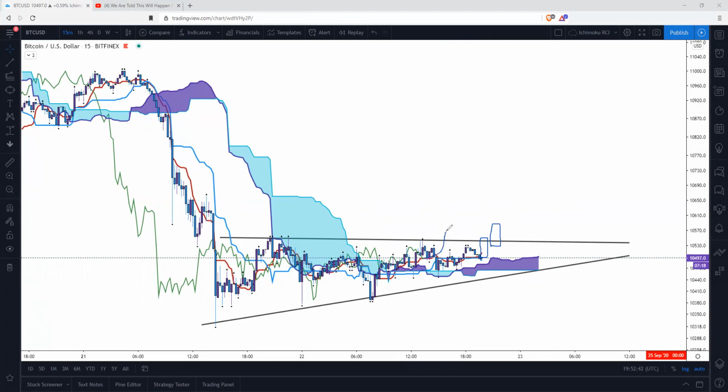Chikou span is going to be right about here, somewhere right there, because it's 26 candles behind. So it'll be right about here, copying the price. So if you get this, you better buy, because what's going to happen, the Kijun and the Tenkan are going to be angling up like this. So that's what I would look for here. But if you don't have the patience, then you might as well not trade that.